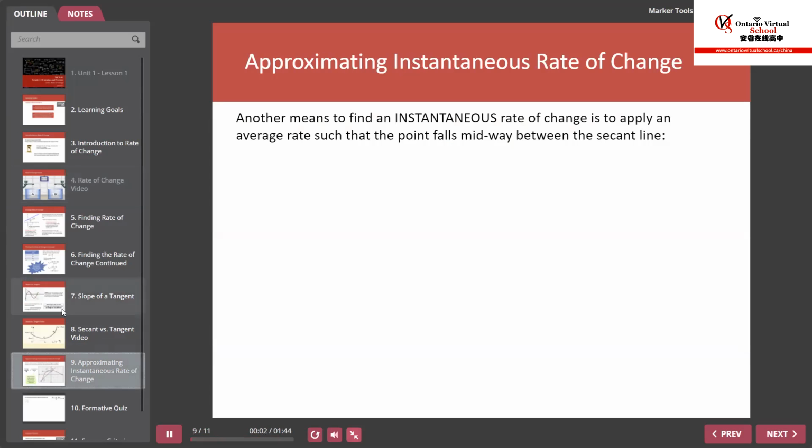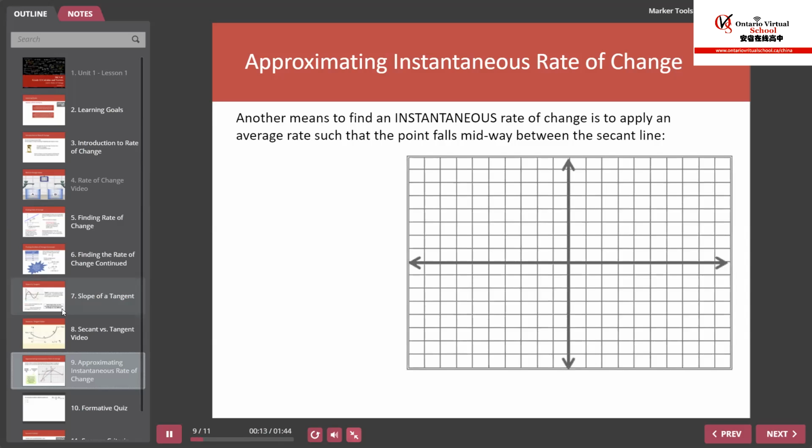Now, in addition to the tangent method, another way of finding the instantaneous rate of change is to apply an average rate, so long as the average rate falls midway between the secant line that we're using to find the slope. Let me show you an example to illustrate what I'm talking about.